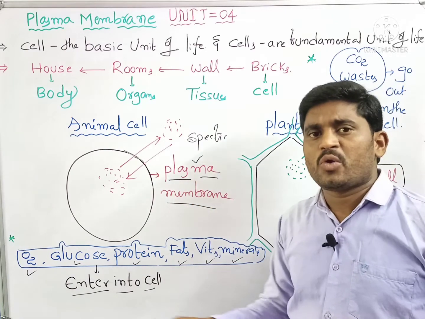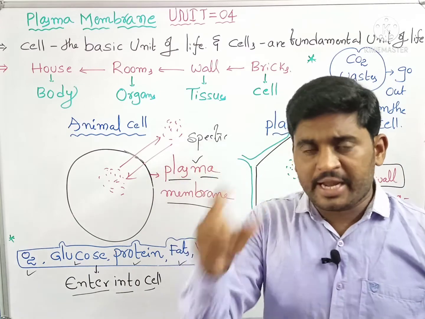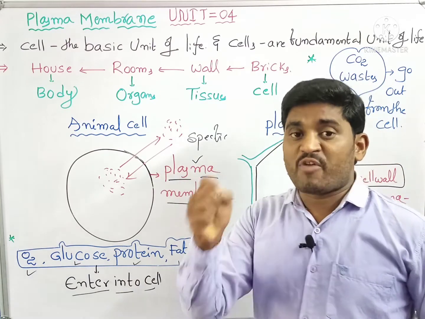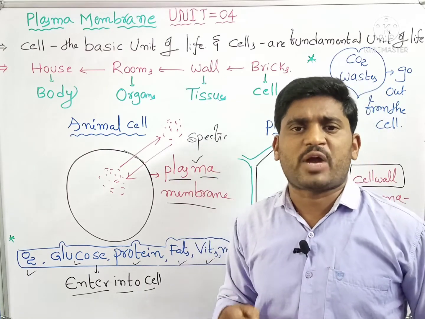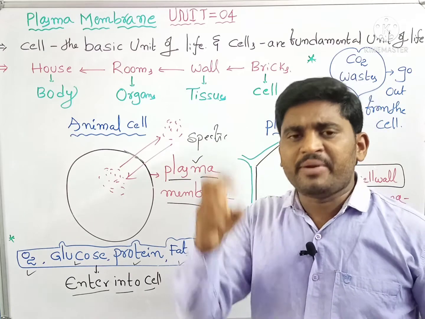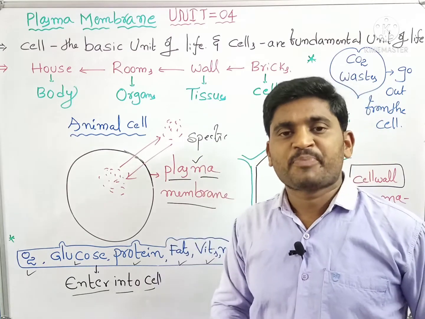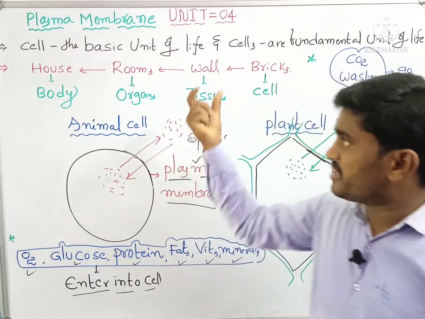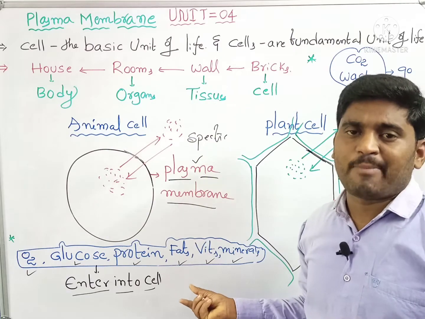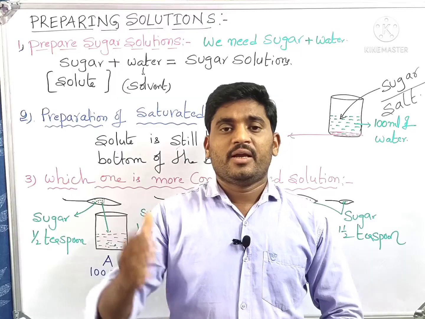So in this lesson we discussed the function of the plasma membrane, the importance of the plasma membrane, and the functions of the plasma membrane. This lesson is very easy. Why? Because so many interesting activities are present here. So what is diffusion and what is osmosis? Later we will discuss. Understand? So this is a small introduction about the plasma membrane, chapter 4 in 9th class.